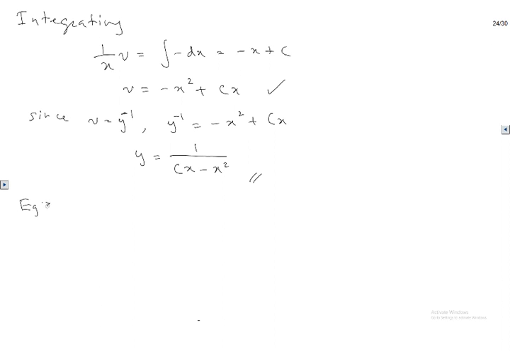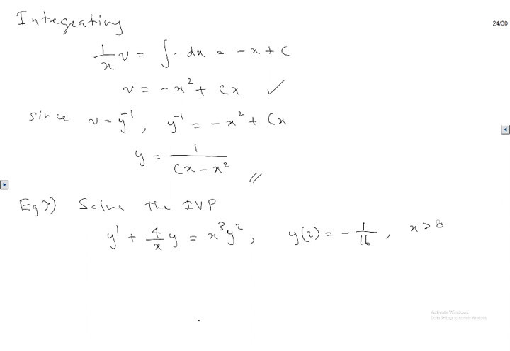So example number 3. Solve the initial value problem. Let's say y prime plus 4 over x y equals x cubed y squared. I just put a square every time just to compare what's going on. And then let's say y(2) equals negative 1 over 16, and assume that x is positive. Let's see how this is going to work. So we know what to do now. We can divide by y squared.